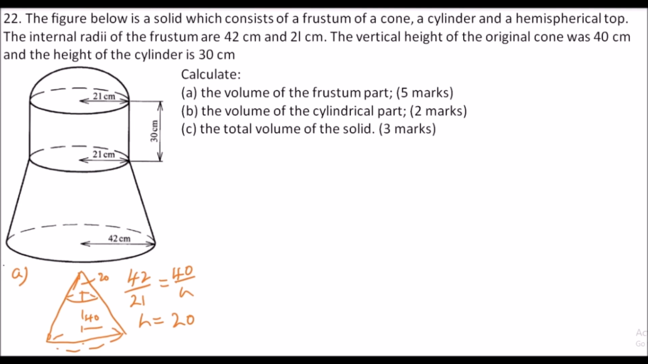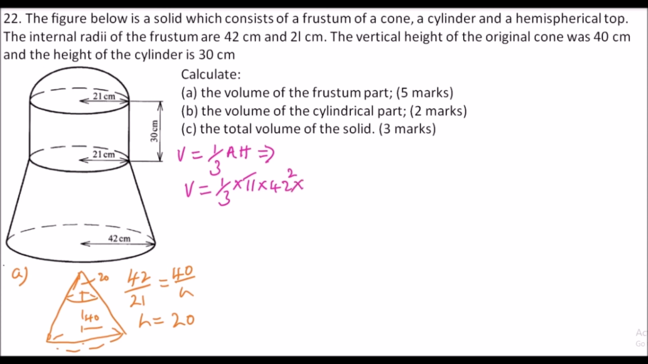So to get the volume, we say it's the volume of the whole cone. The formula for finding the volume of a cone is base area times height. So the volume of the frustum is equal to the volume of the whole cone minus the small cone. The area is pi r squared, where our r is 42, multiplied by 42.